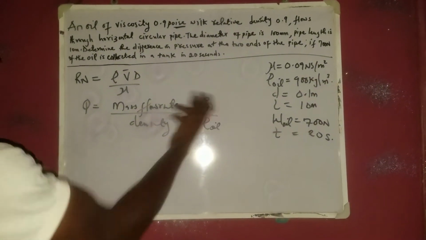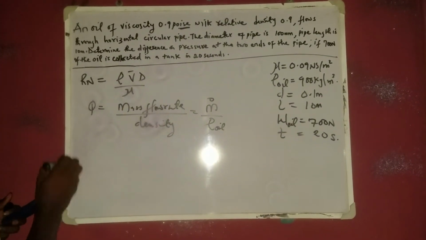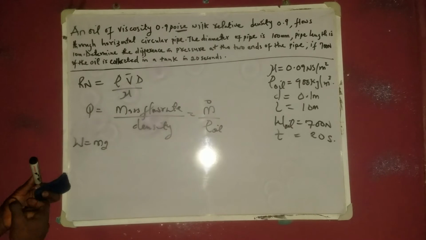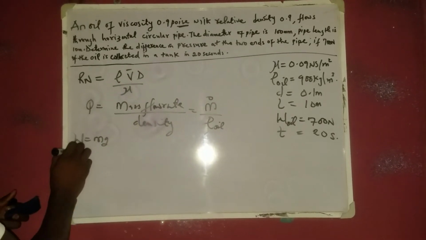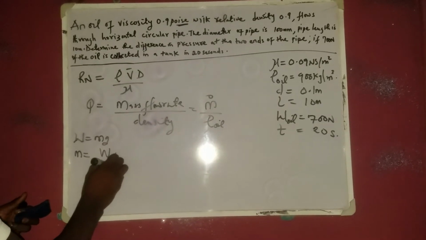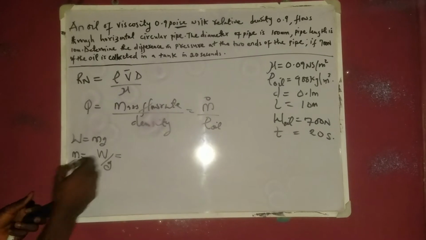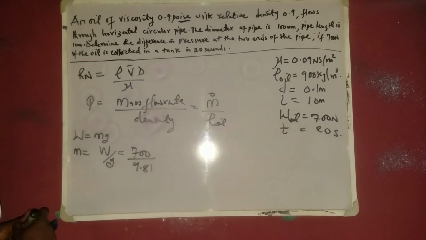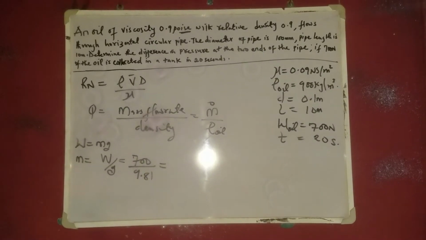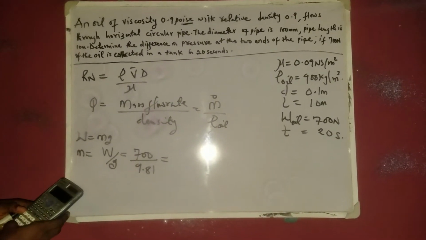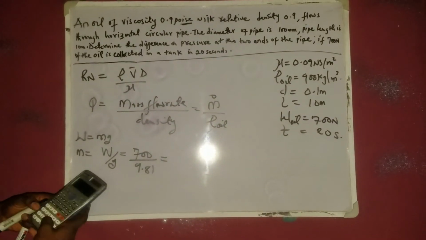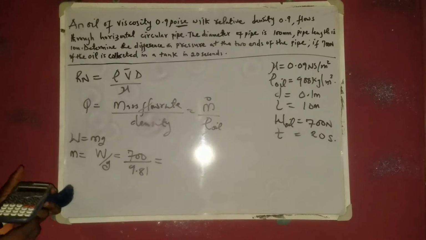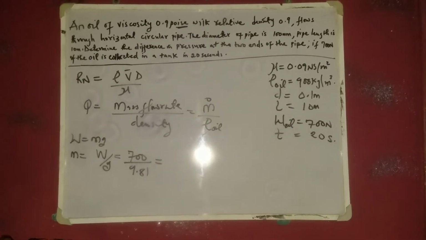Great. Now to determine mass flow rate, of course, we know from elementary physics that W is equal to mg, right? W is equal to mg, and we know the weight, so our mass m will be equal to weight all over acceleration due to gravity. So the weight is 700 all over acceleration due to gravity is 9.81. And so let's get the value of this so we know the value of the mass. So the value of the mass is 700 divided by 9.81, which should give us 71.35.